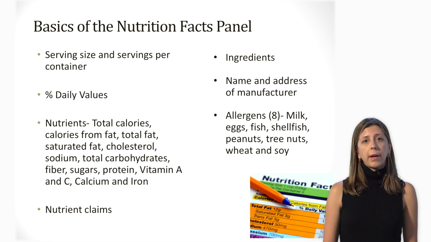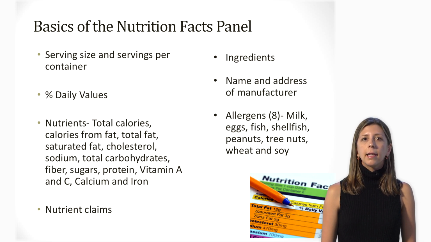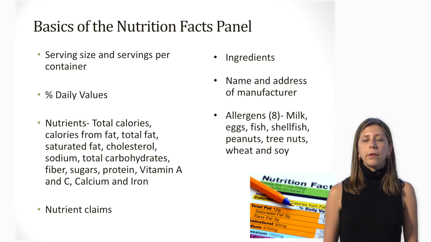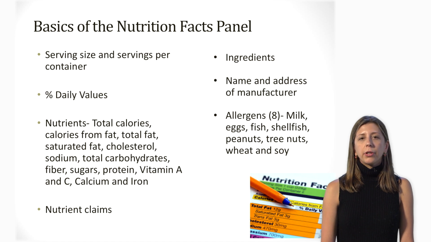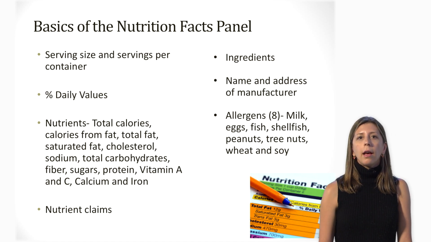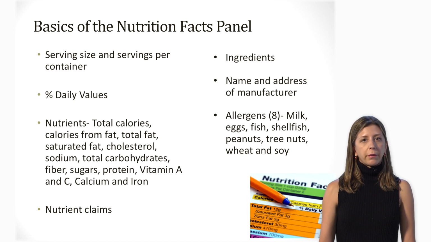The first thing you'll find on the food label is the serving size and the servings per container. Usually that's one of the first things listed in the upper half of the nutrition label. You'll also find the percent daily values, as I've just alluded to. Then you'll see all the specific nutrients that are listed and how much of that nutrient is in 1 serving of food or a beverage or whatever you just purchased.